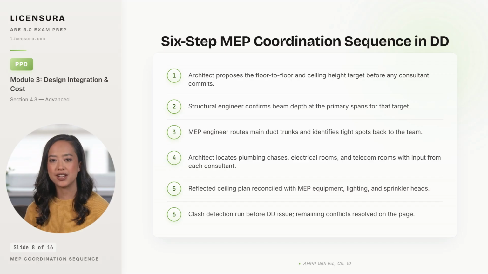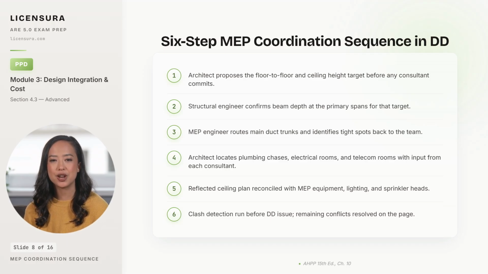Second, the structural engineer confirms beam depth at the primary spans for that target. If the beam depth would consume the MEP zone, the conversation about floor-to-floor restarts before the MEP engineer wastes time routing ducts that will not fit. Third, the MEP engineer routes the main duct trunks and flags tight spots back to the team. The architect now knows where conflicts will surface and which routes need protection.